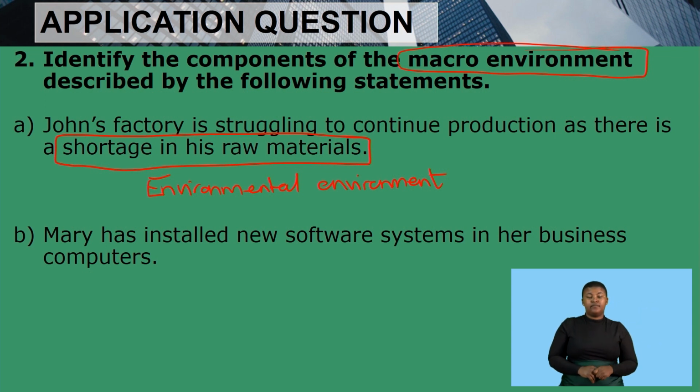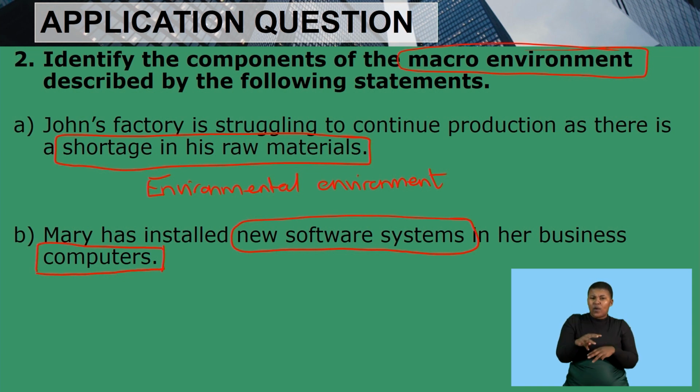Let's take a look at statement B. Mary has installed new software systems, there's our clue in the statement, in her business, computers. I think this is quite a straightforward one because software and computers are, of course, examples of technology. So our answer here will be technological environment. Okay, so that is our component for statement B, which is the technological environment.